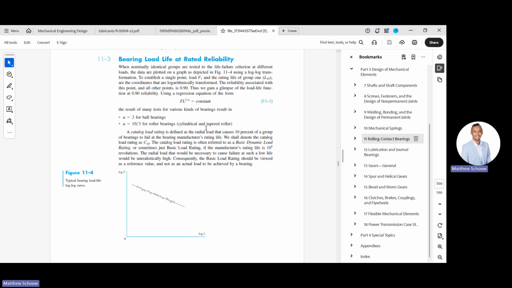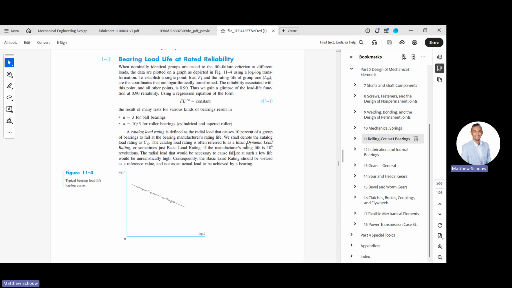And then for many tests of bearings, they find out this. So this is important because even in dealing with different types of bearings, this all becomes a factor. I'm sure magnetic bearings have their own curve. And then they say the catalog rating is defined as a radial load that causes 10% of the group of bearings to fail. There we go, that 10, right? We should denote the catalog load as C10, right?